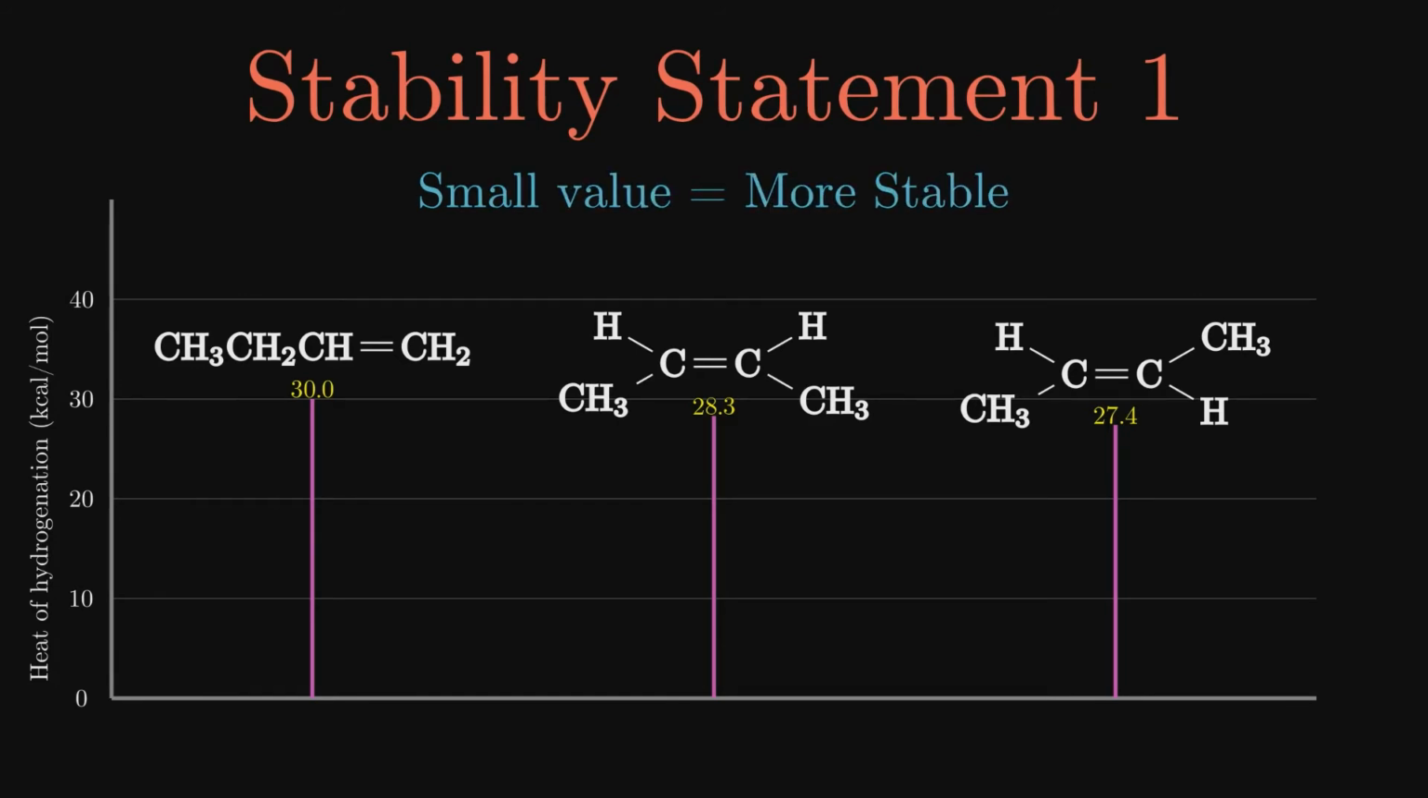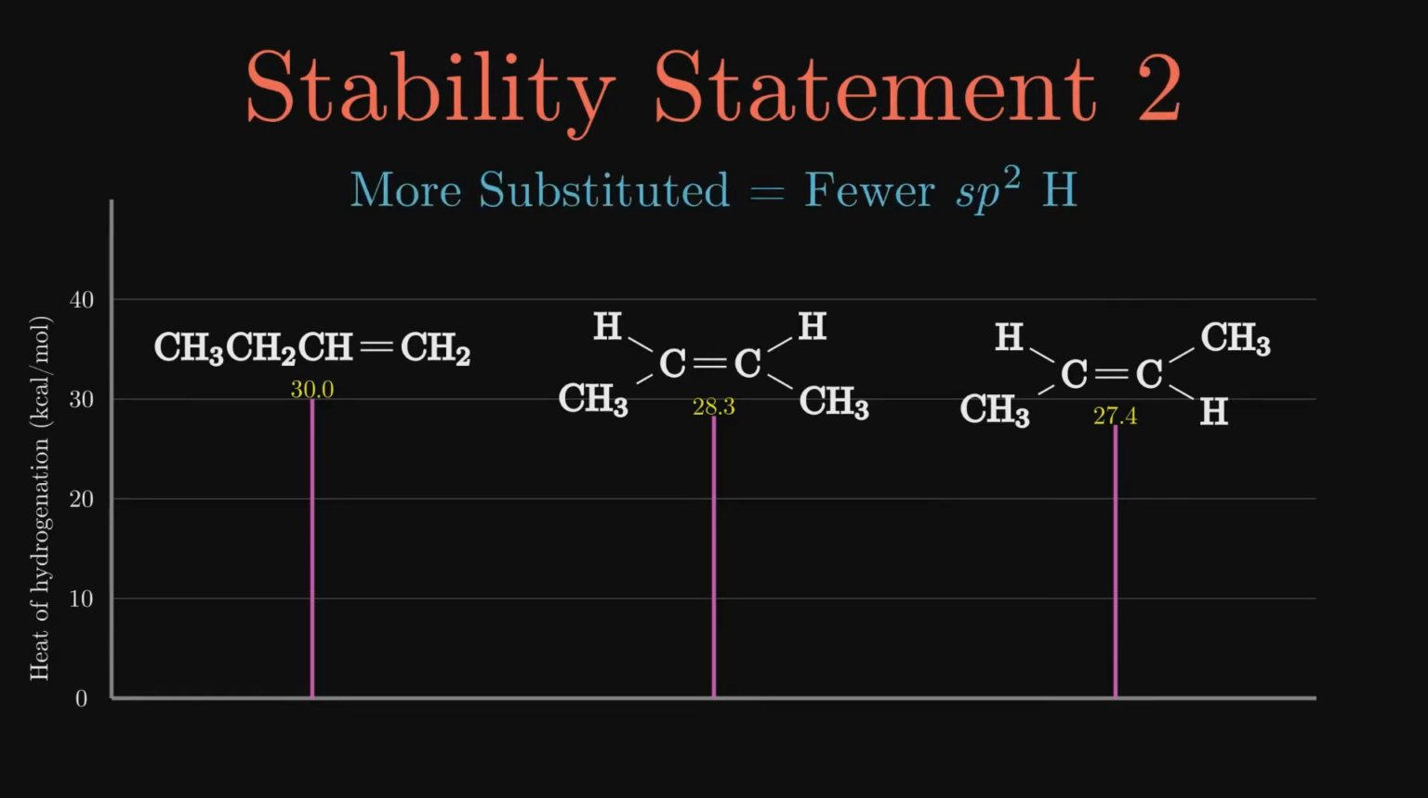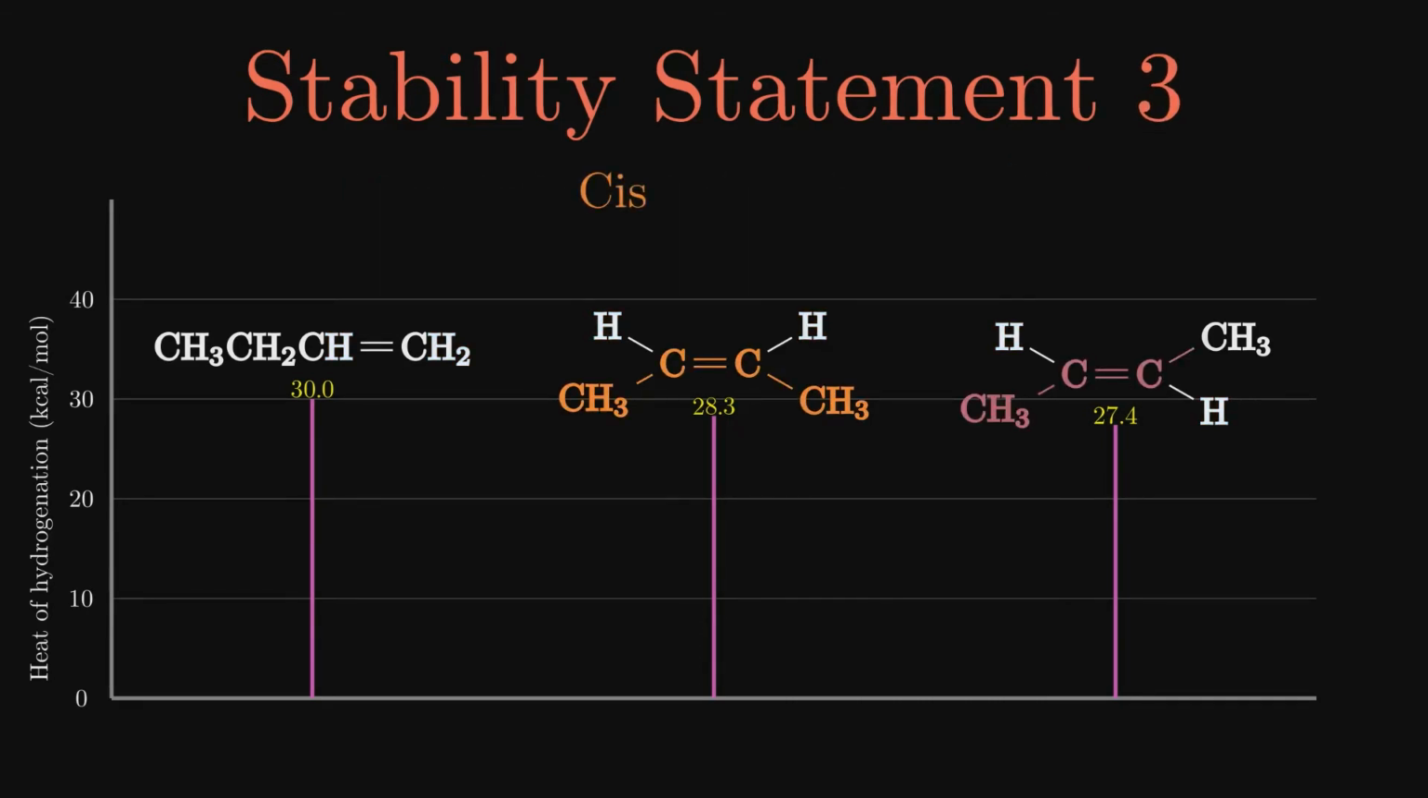The stability is linked to how substituted the alkene is. A more substituted alkene has fewer hydrogens on the sp2 carbons. But-1-ene has 3 hydrogens, and the other isomers each have 2. Since they each have fewer hydrogens, they are more substituted and more stable. Of course, those other 2 isomers are the cis and trans versions of but-2-ene. The last conclusion we can draw from this data is that the trans isomer is more stable than the cis.